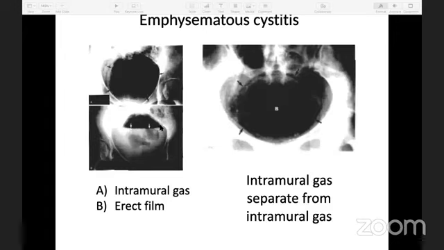Now here you see in the erect posture, there is layering of intraluminal gas. In this film, you can very well appreciate the intramural gas distinct from intraluminal gas.